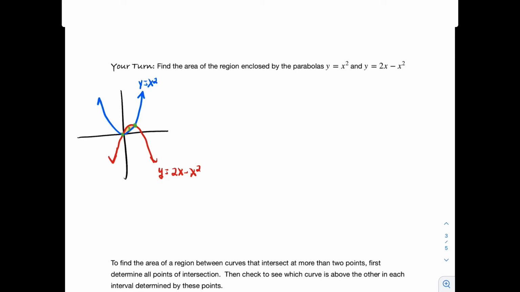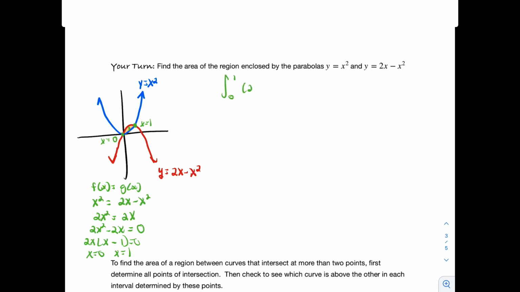And first thing I need to do is find these 2 points of intersection by setting my two functions equal to each other. So that means I'm going to have x squared is equal to 2x minus x squared. Solving this, I end up that x is equal to 0 and x is equal to 1. So at x equals 0 and x equals 1 is where my shaded region begins and ends. So I have the integral from 0 to 1 of my top function, which is the red function, 2x minus x squared, minus my bottom function of my representative rectangle, which is the blue function, x squared.